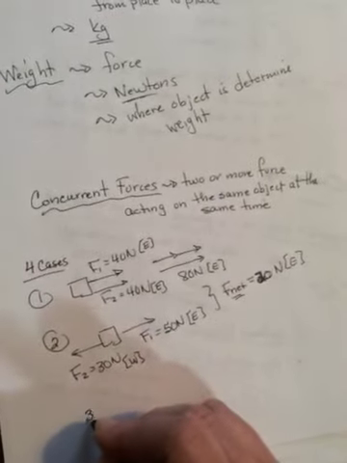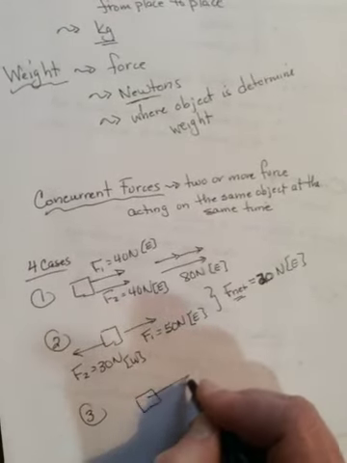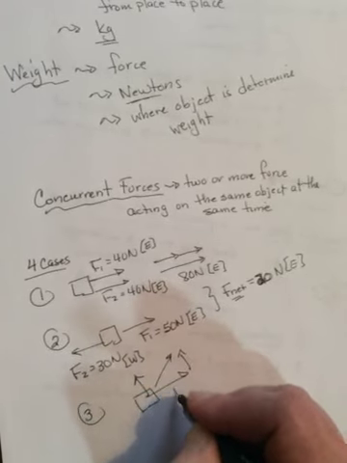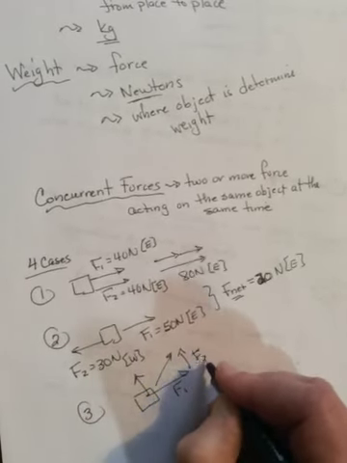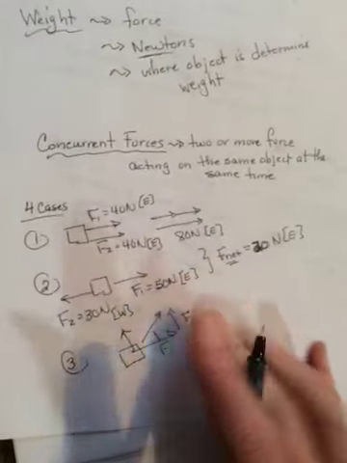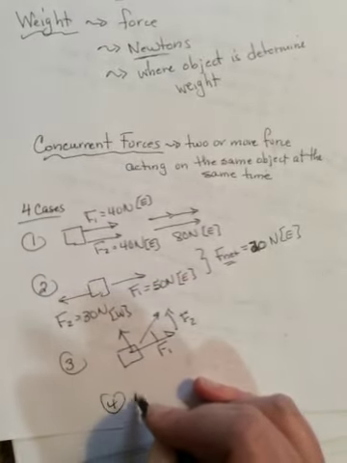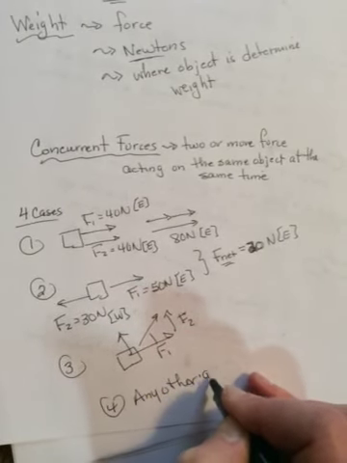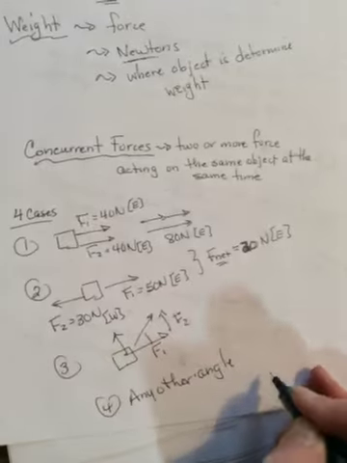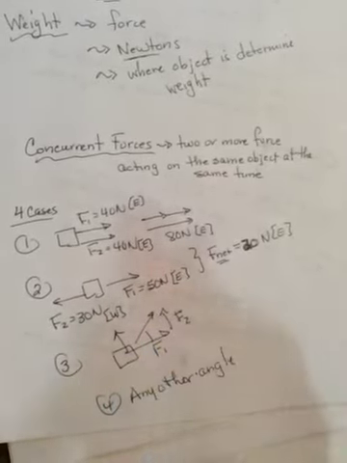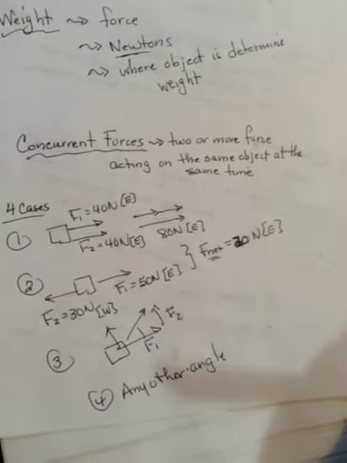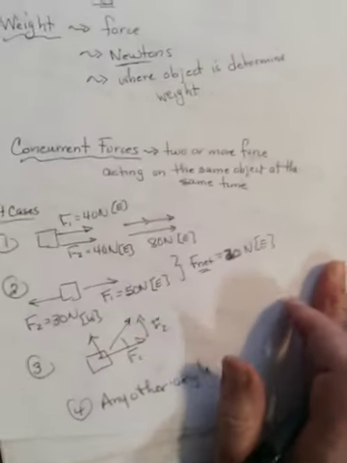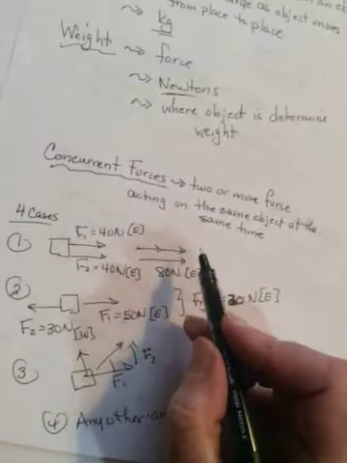And then the third case was if they were at right angles. If they were at right angles, you moved one head to tail and found the hypotenuse, and then you had to find the angle. And the fourth case was any other angle. And there we either broke these up into components, which we will get back to in the next video, or we used sine law and cosine law.